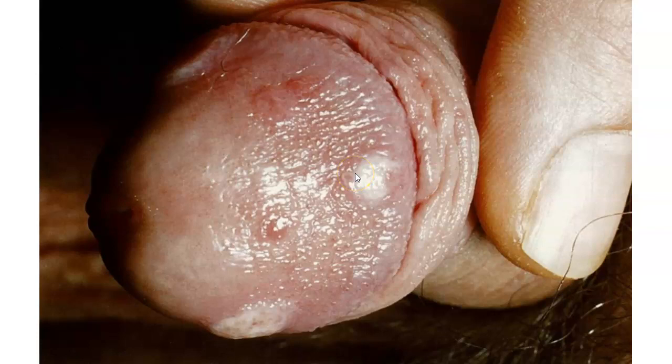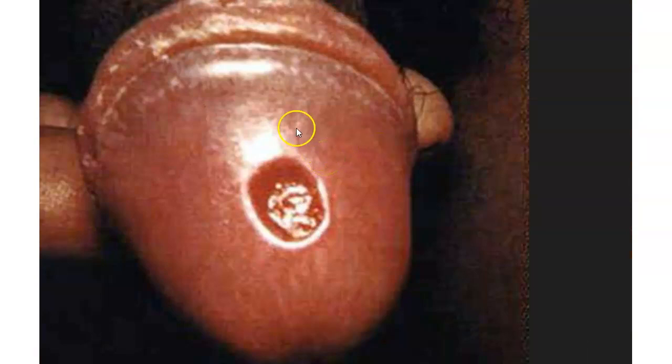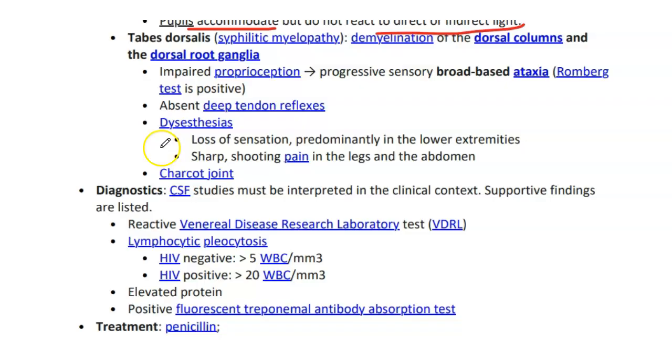This is the image showing a wart-like lesion on the glans penis known as condyloma lata. The other type is condyloma acuminata, which is caused by HPV, human papillomavirus, while condyloma lata is caused by syphilis. And these are the primary lesions known as chancres on the glans penis.